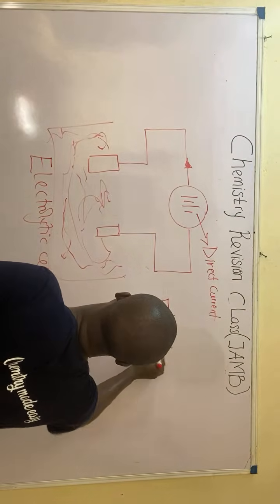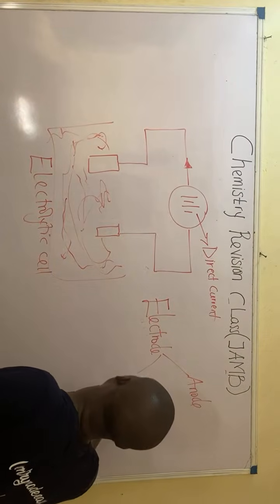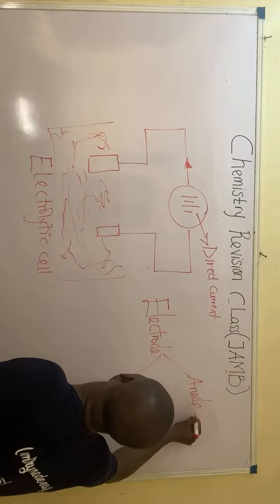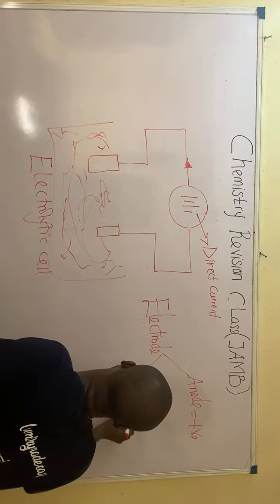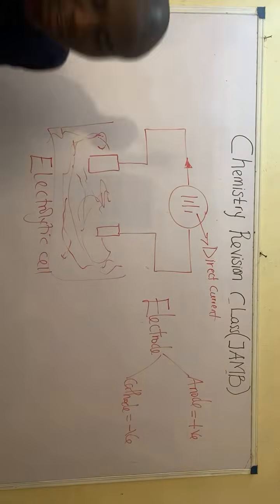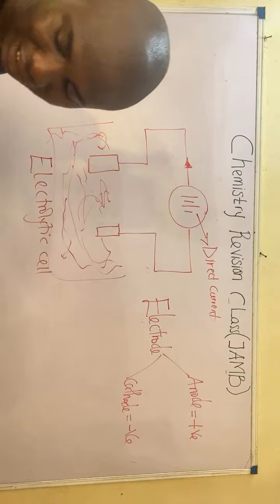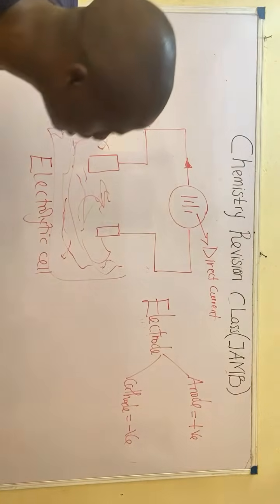Now, this is what I want you to watch out for. Electrodes are of two types. We have the anode and the cathode. It must be noted here that the anode for an electrolytic cell is positive, while the cathode is negative. Please note it.